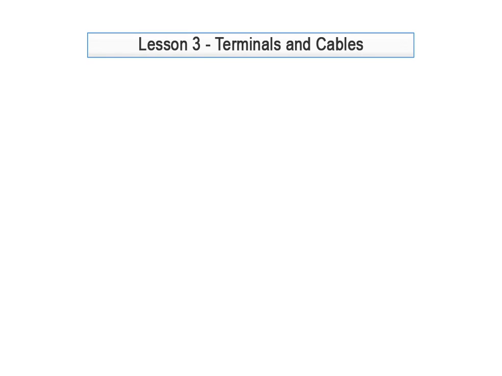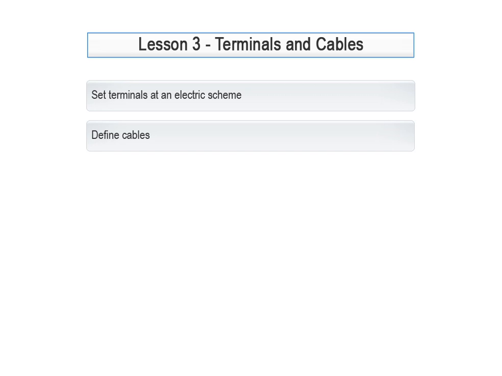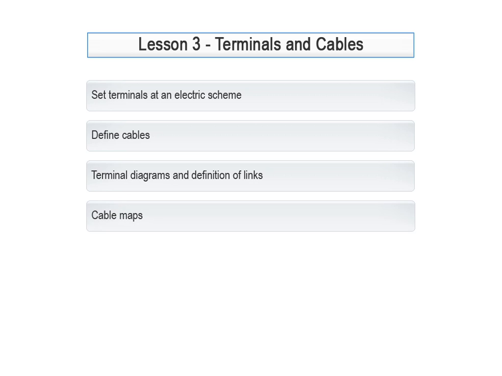This part of the guided tour shows how to set electric terminals. For this, the electrical circuit diagram from lesson 2 is used. Further, you learn something about definition of cables, terminal diagrams and definition of links, cable maps and cable list.